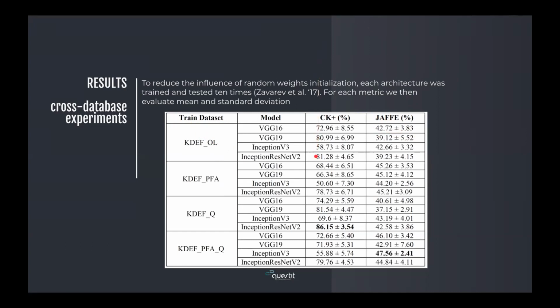Anyhow, the generalization of our model is good because, for example, for the Inception ResNet V2 model trained on the KDF-Q dataset, we get a mean accuracy value of 86.15% with a close range of variation. Having a close range of variation means that the models are very stable. And we get a peak of 90.35%, the highest accuracy for the Inception ResNet V2 model.